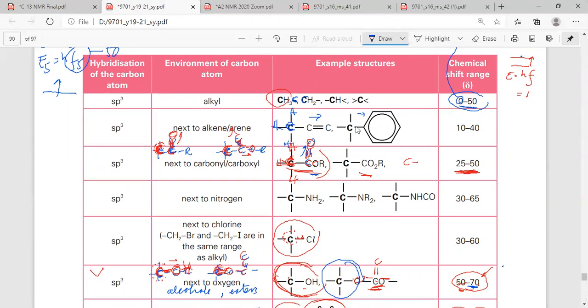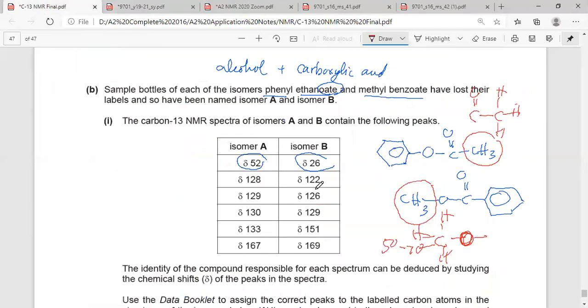25 to 50, lower, isn't it? The carbon now is lower, 25 to 50. It means this one. So this is your 26. That means this is your isomer B, and this is your isomer A. The others are quite hard to distinguish because they are about the same. So quite simple now. B is this one here. B is your phenyl ethanoate.